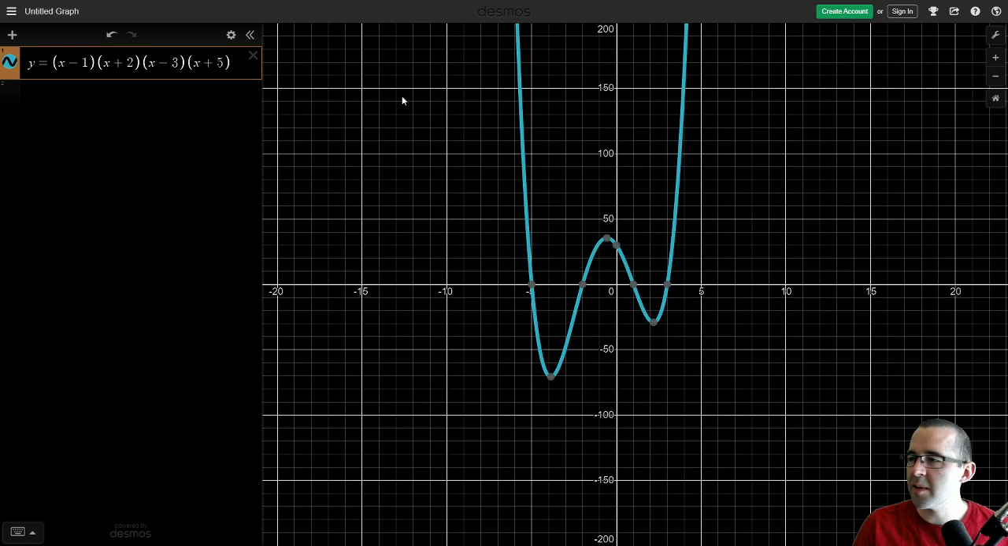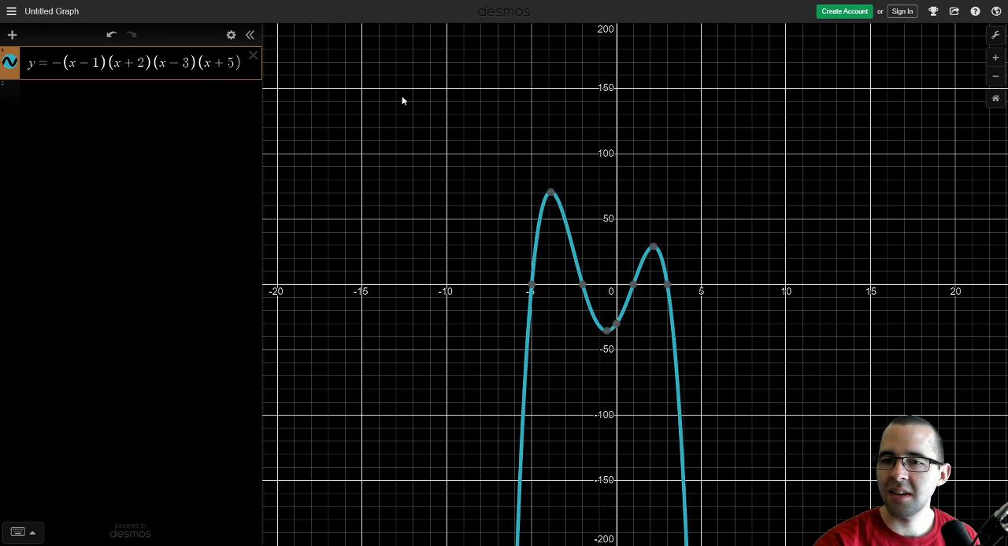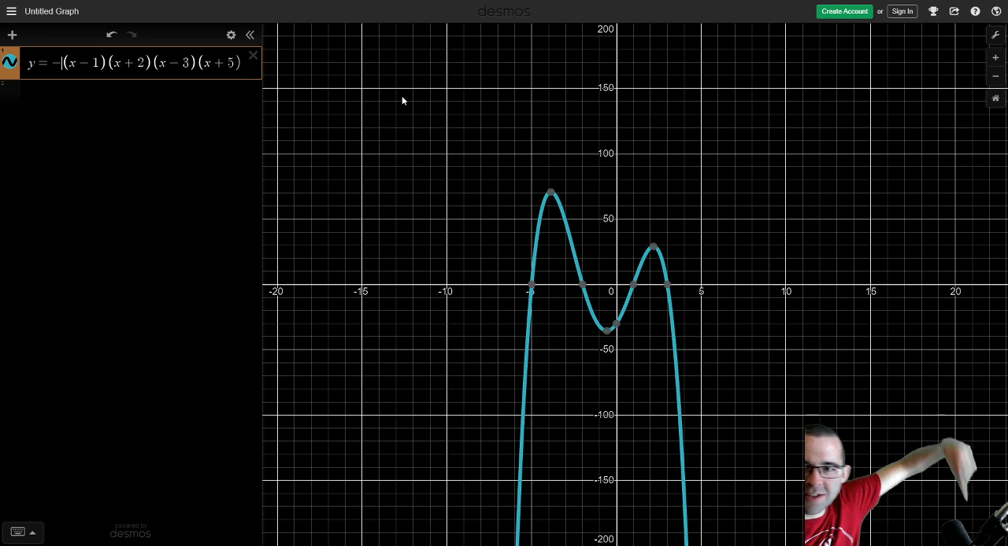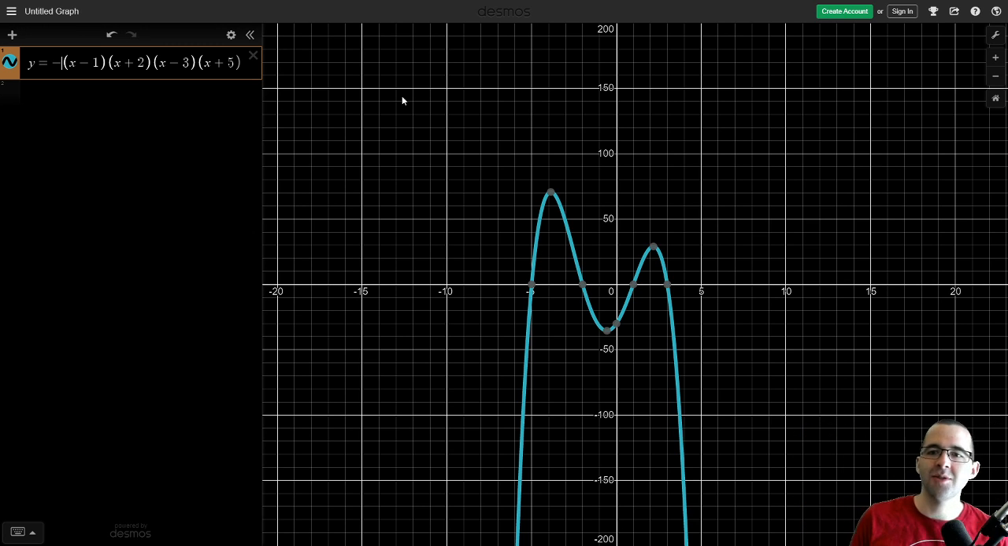And remember, if we talked about function transformations, if we put a negative in front, it should flip it upside down. And now it has different end behavior, right? With the negative out in front, now to the left, it's dropping down. To the right, it's dropping down. We just flipped it. We'll talk a bit about that as well.